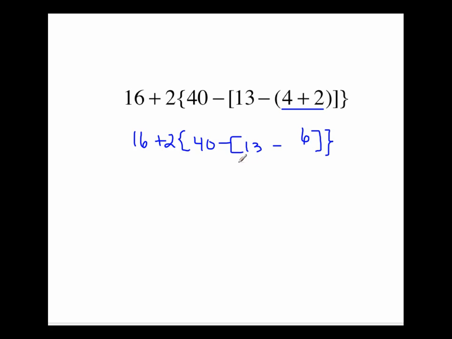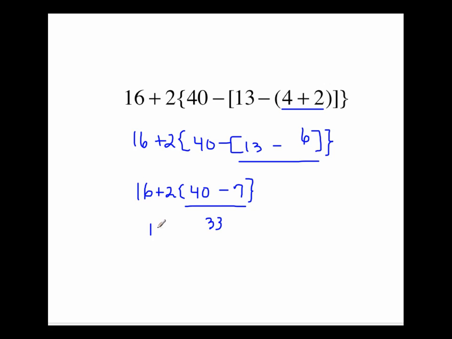Now inside here, it's the square that needs to be done, with the rest of this staying the same, just rewritten in that same order. 40 minus, inside those brackets, 13 minus 6 is 7. The brackets are gone, but I still have the squiggly back here. Inside here is 33.